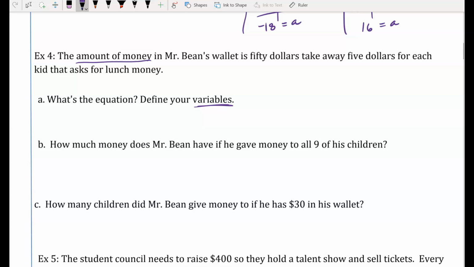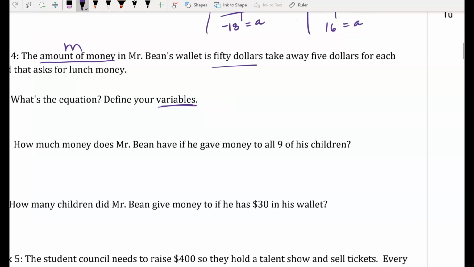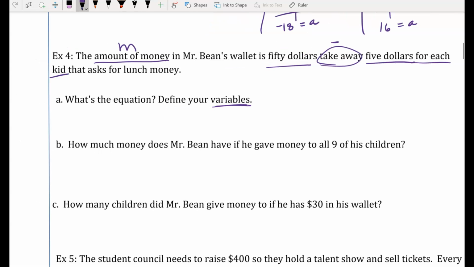So when we define our variables, we're going to assign a letter to things that we don't know. You can use any letter, but I like to use letters that connect to the context of the problem. So I'm going to use M for the amount of money in Mr. Bean's wallet. He starts with $50, and then we're going to take away, which means subtract, $5 for each kid. So we don't know how many kids there are, so that's our next variable. We're going to let K be the number of kids.